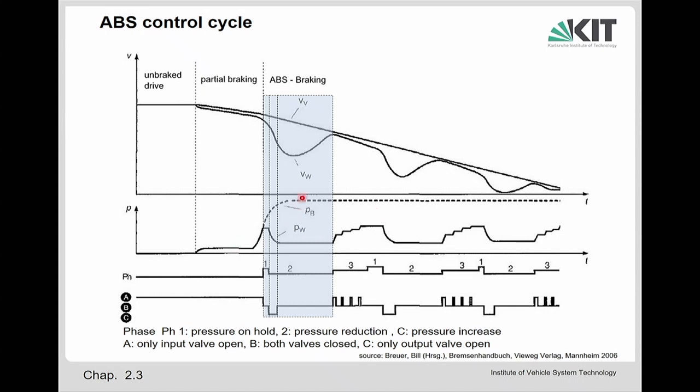And such a cycle will last for around about 200 to 250 milliseconds. So that means we will have 4 to 5 of those cycles per second. And that's what you can also hear if you activate ABS systems.